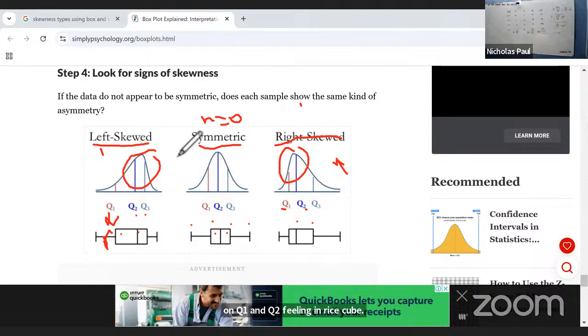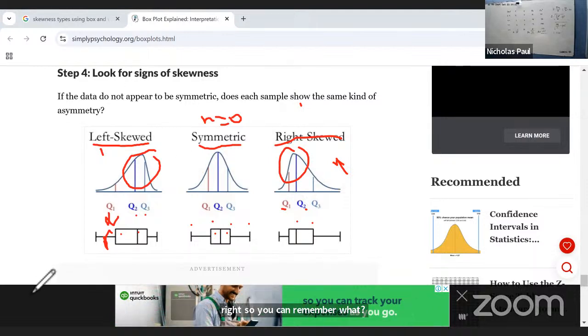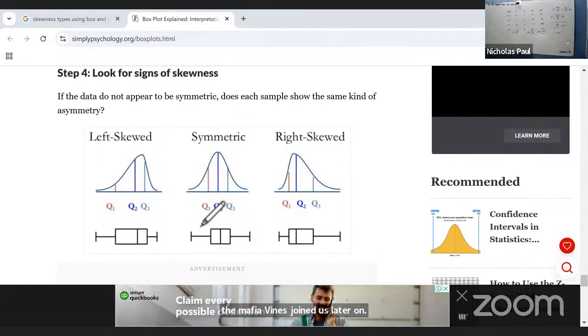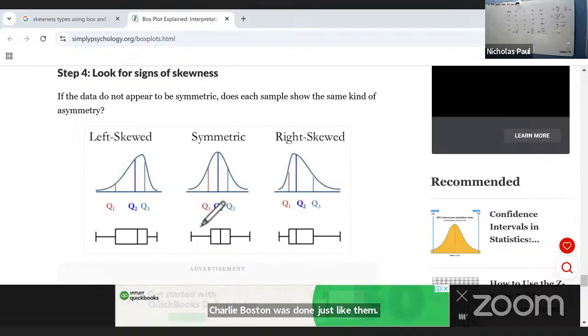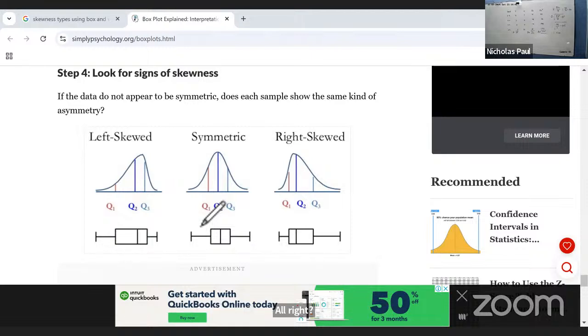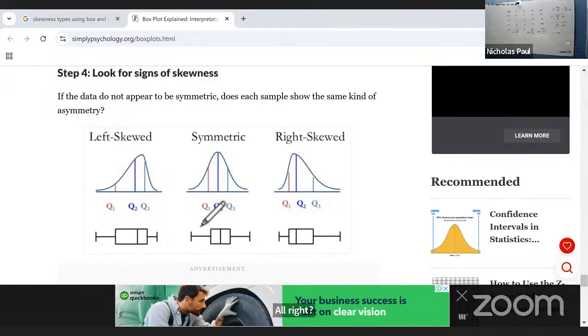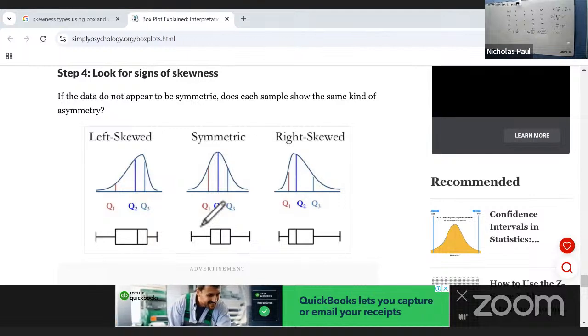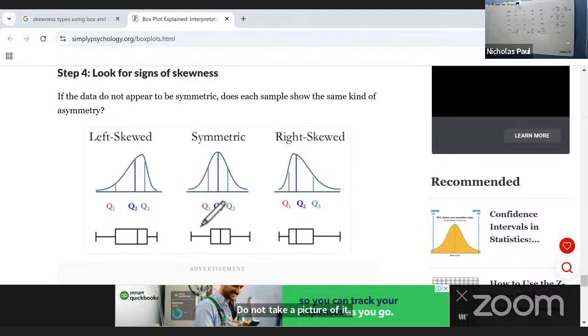Draw those diagrams, and under each diagram, draw the box and whisker just like that, so when you see it, you know how it looks. Draw all three diagrams with the box and whisker on them. Do not take a picture of it. Draw it. Don't just mentally watch it either. Draw it.